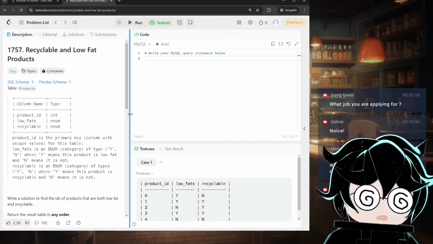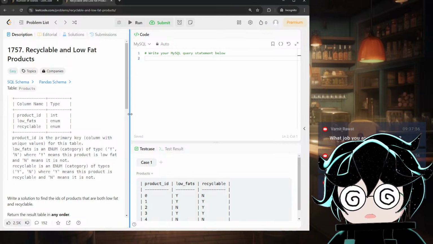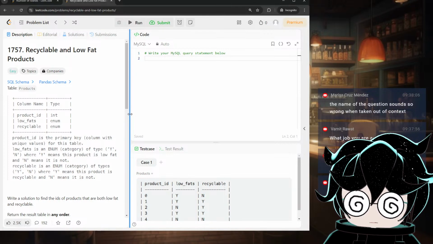Varnit says, what job you are applying for? I'm applying for back-end engineering jobs. Yeah.